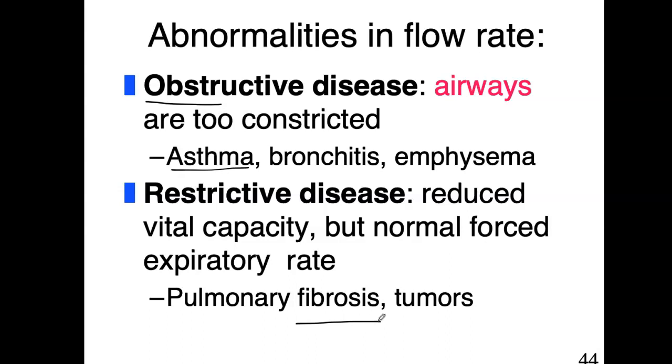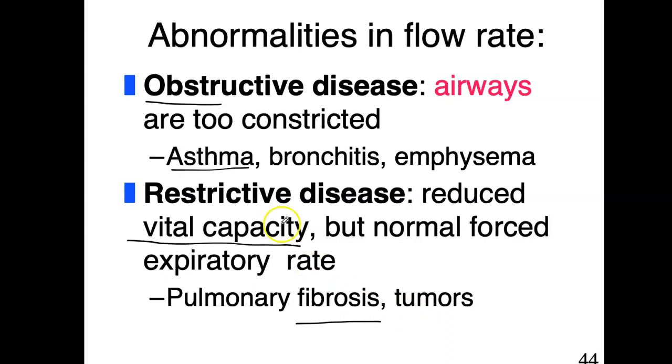In this case, this individual would have a vital capacity which is reduced. So with a tumor, they're trying to inhale maximally, and they're not able to fill that lung completely. So something is restricting that inflation. It could even be a broken rib that's not allowing you to expand the chest. It's not allowing that lung to inflate completely. So that's a restrictive disease.